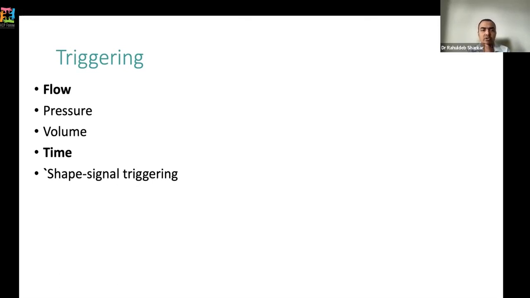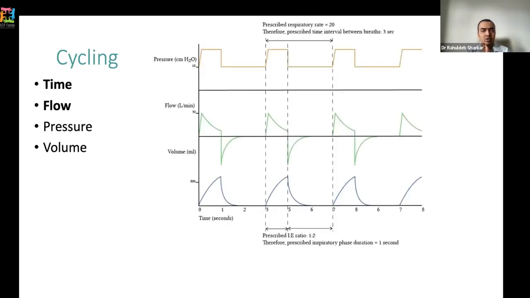I will talk a bit more about asynchrony arising from problems with triggering, and this concept will come back then. And similarly, cycling. What defines what a breathing cycle is? Again, time is the main one. For example, if we are setting a rate of say 20 breaths per minute, that means every 3 seconds a breath begins. But even before that, if we are setting an inspiratory time of 1 second, then after that 1 second the inspiration has to stop, and then exhalation has to begin. That is time cycling, and similarly, flow is used for cycling as well.